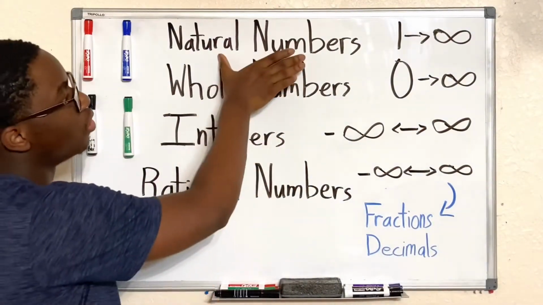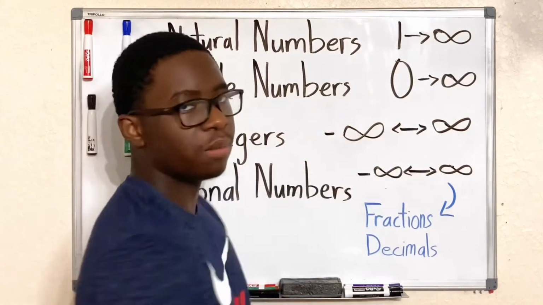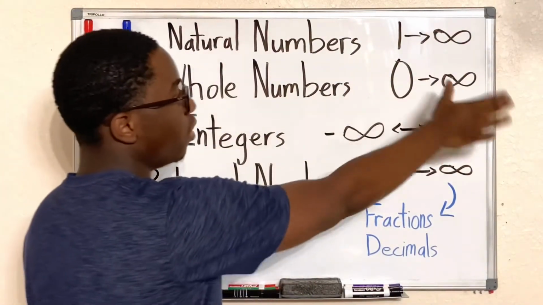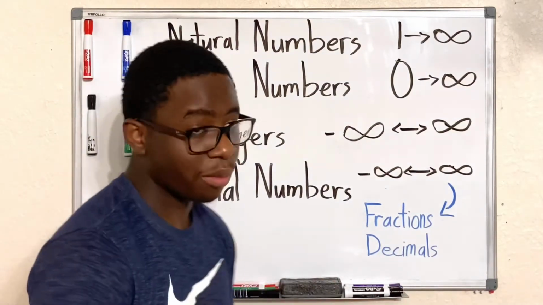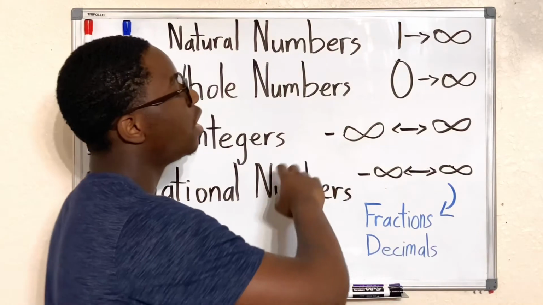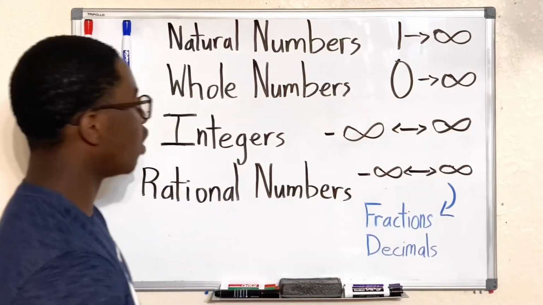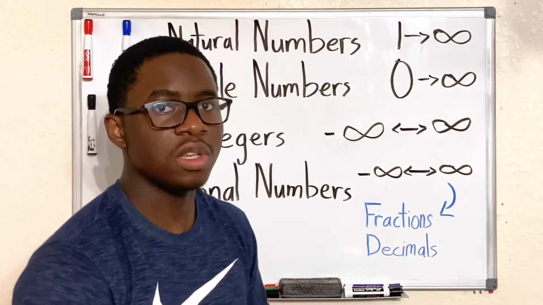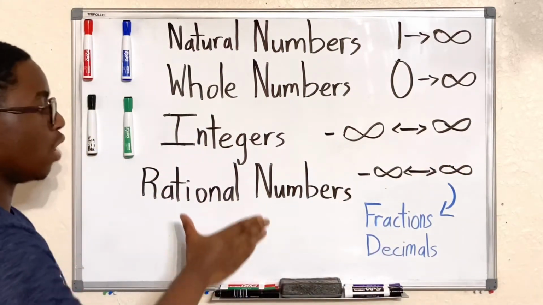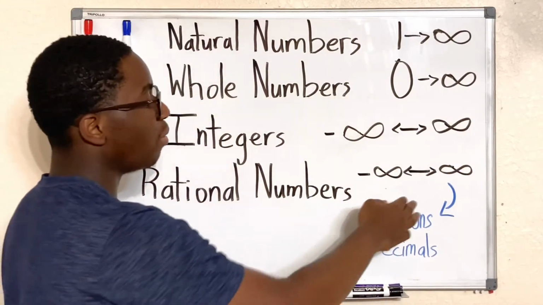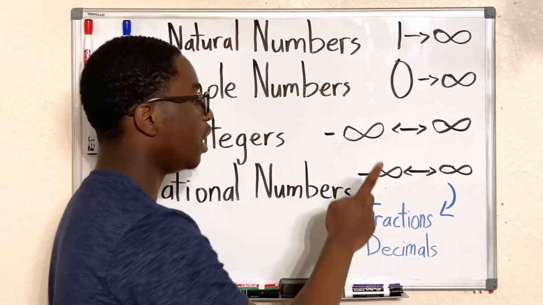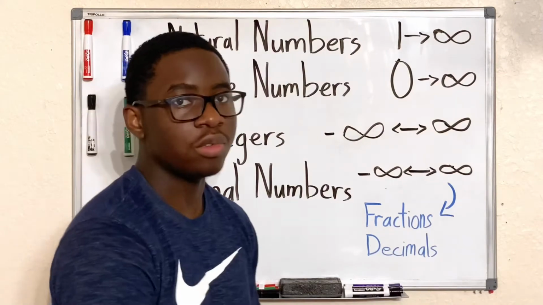Alright, so quick recap before we continue. So we have our natural numbers going from 1 to infinity. But what about 0? So our whole numbers cover that. So 0 to infinity. But what about the negative numbers? Our integers include that. So we have our negative infinity to positive infinity. And what about our fractions and decimals within our negative infinity to positive infinity? Well, our rational numbers cover that. So they go from negative infinity to positive infinity, but also including our fractions and decimals.